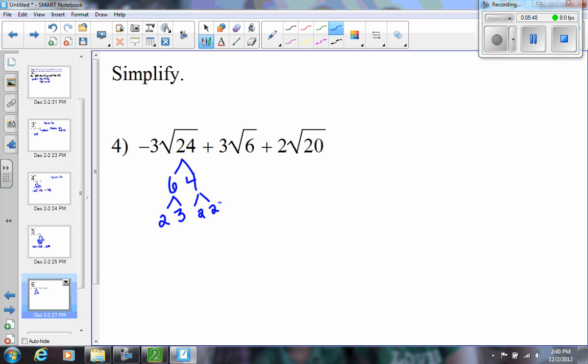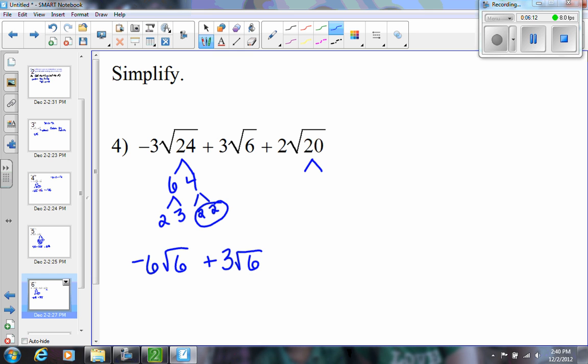So that means I can bring a 2 out. The 2 and the 3 have to stay in, so I get negative. The 2 that comes out gets multiplied by the negative 3 that was there. So I get negative 6. 2 times 3 is 6. Plus the 3 root 6, there's nothing that's going to work to simplify. That's just 2 times 3, so it won't simplify. It won't have any pairs of factors.